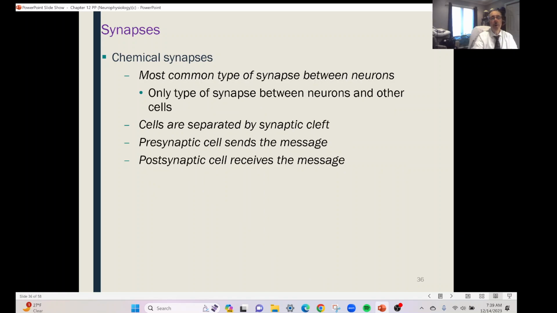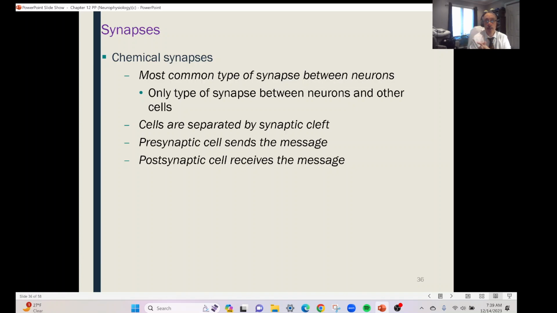But again, the one we're going to focus on are the chemical synapses. This is the most common type of synapse between neurons, right? It's the only type of synapse between a neuron and another cell. There's no electrical synapses there. They're only going to be chemicals.